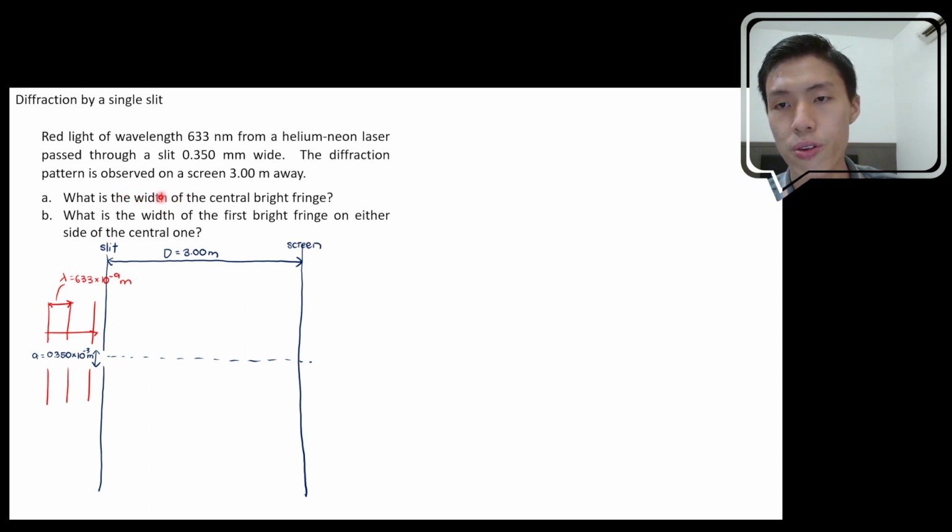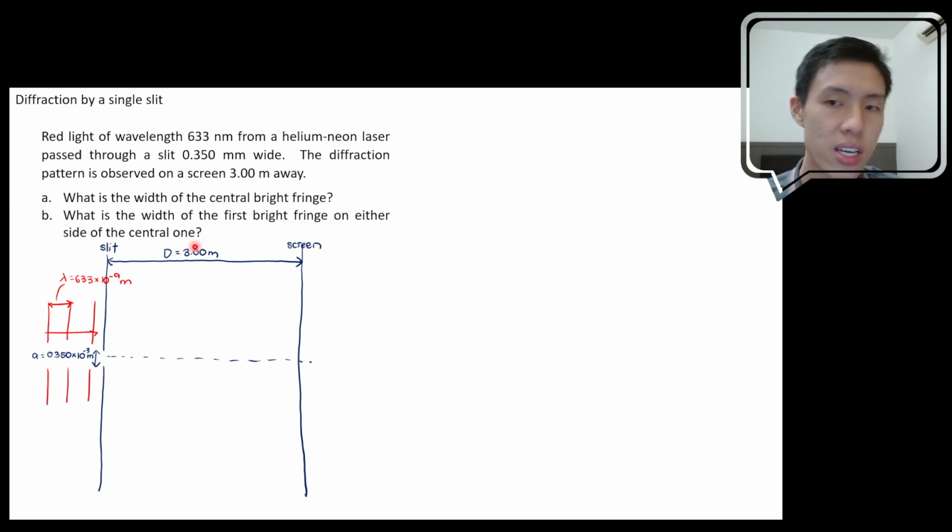They ask for the width of the central bright fringe and also the width of the first bright fringe on either side of the central one. So it can be the side above the central bright, or the side below the central bright, just one of them. So they don't need a lot of fringes. They want to analyze the center one and the next one. So let's draw its pattern.